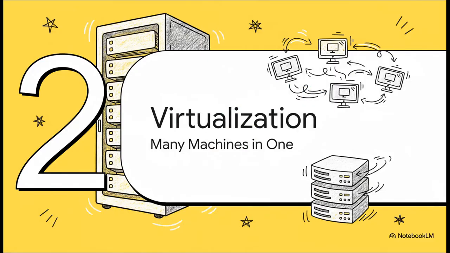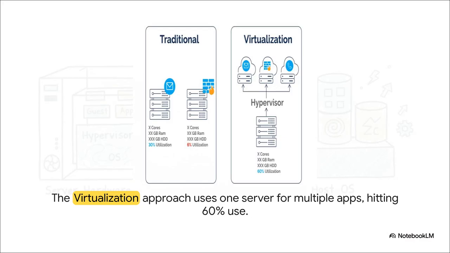And that revolution? It came in the form of virtualization. This was the first huge leap forward. This brilliant idea that let us run a bunch of virtual computers all on one single physical machine. And this slide just perfectly illustrates the solution.